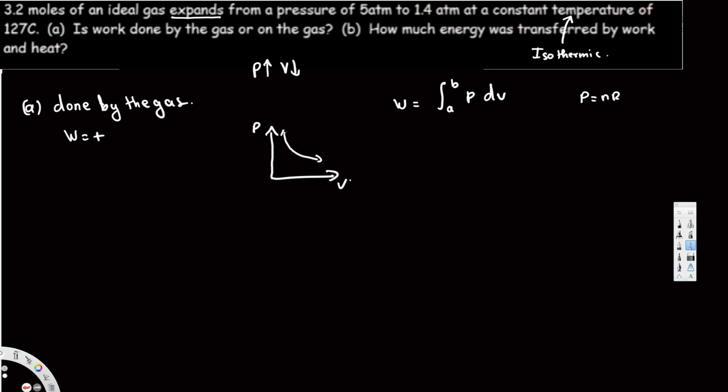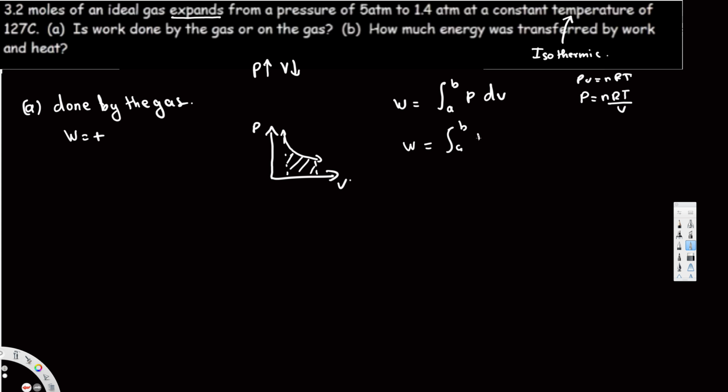So the area under this curve is going to give us the work. To find the area of the work, we can't use any direct rectangle formula or anything, right? So that's why we use the integral, and that's going to be A to B of P dV. So instead of P, we substitute nRT over V. This comes from PV is equal to nRT, and we can substitute that right here.